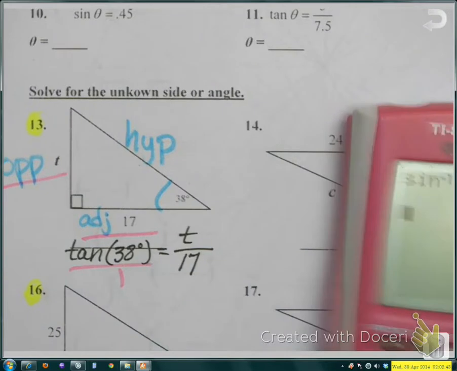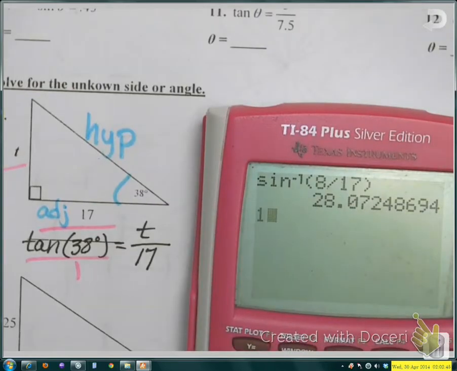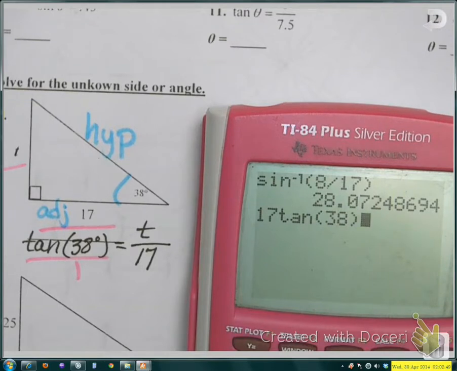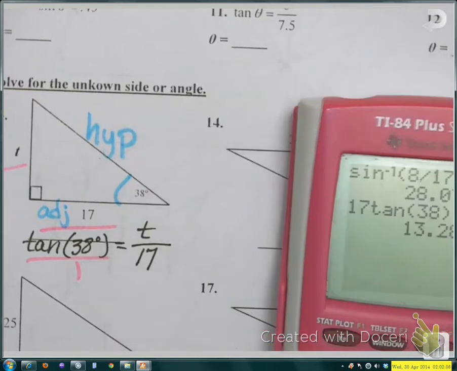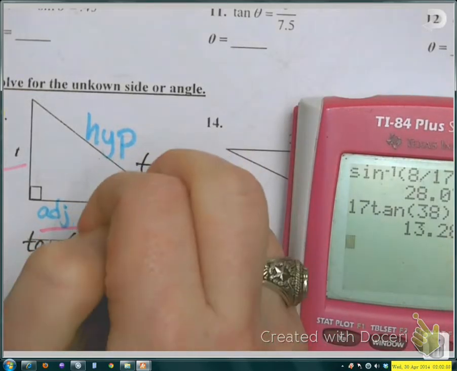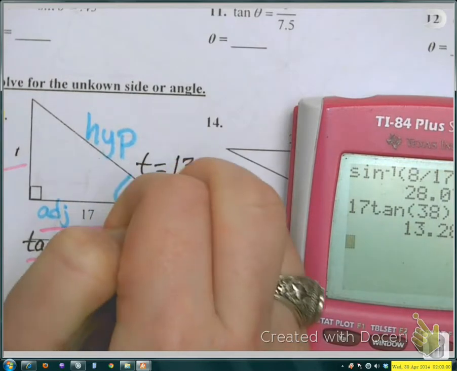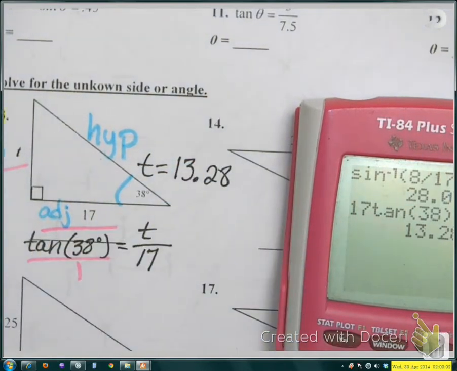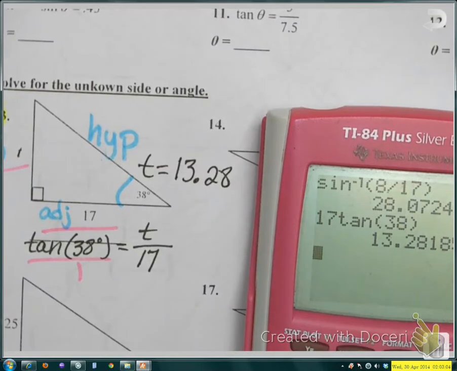So I'm going to plug that into my calculator. 17 tan 38. All you have to do is hit the trig function button. Make sure you close your parentheses. Now notice it's still in degrees, and this tells us that t is equal to 13.28. Now if we had units, we would put the units in, feet, inches, whatever it happens to be.